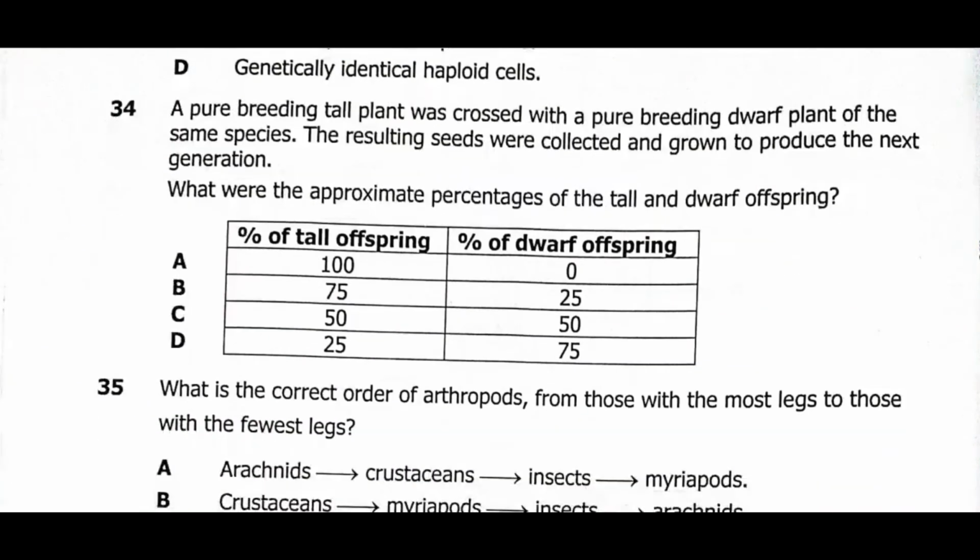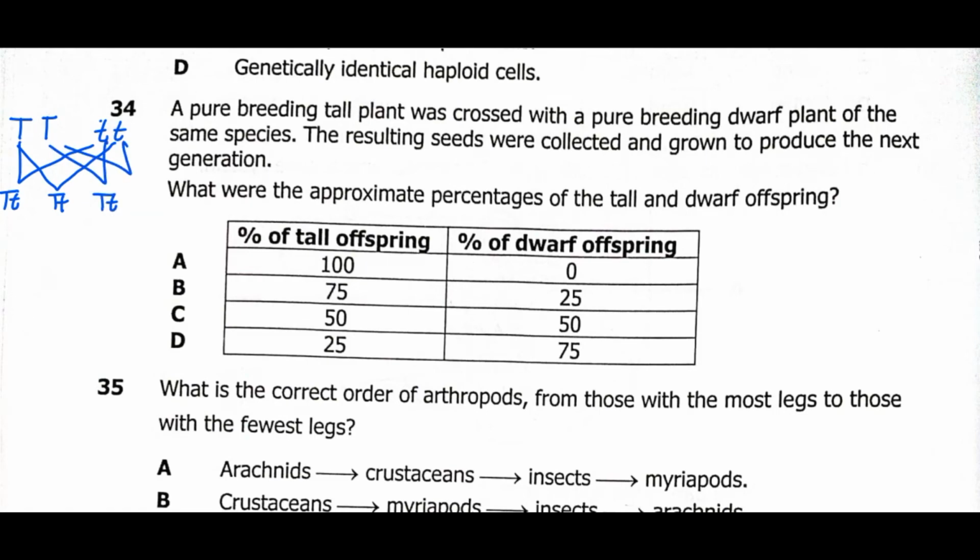Then we go to 34. A pure breeding tall plant was crossed with a pure breeding dwarf plant of the same species. The resulting seeds were collected and grown to produce the next generation. What were the approximate percentages of tall and dwarf offspring? We begin with the first pure cross. We use capital T for pure tall and small t for pure dwarf. So the first generation of offspring will be heterozygous tall.